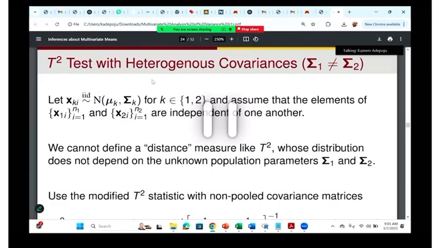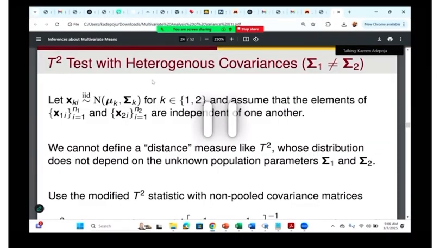I remember I stopped here Wednesday, so I'm going to start from where we stopped. On Wednesday, I introduced you to inference on multiple vectors, particularly two vectors. And of course, I walked you through how to conduct statistical inference on that. When I mean statistical inference, I mean constructing confidence intervals and testing hypotheses.